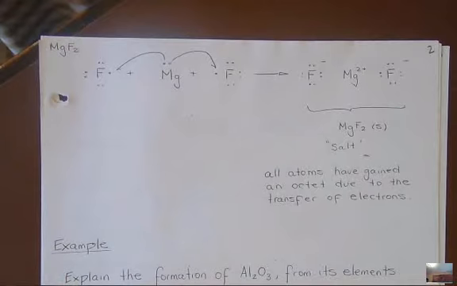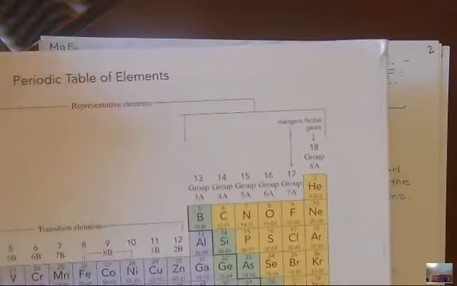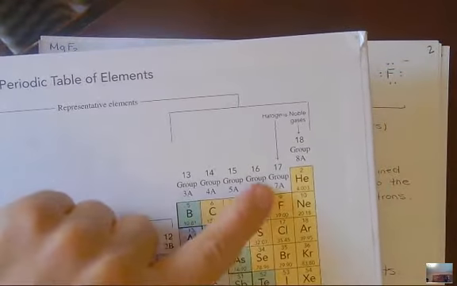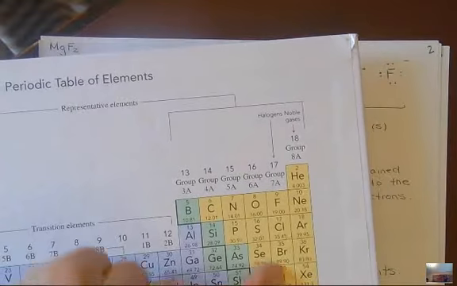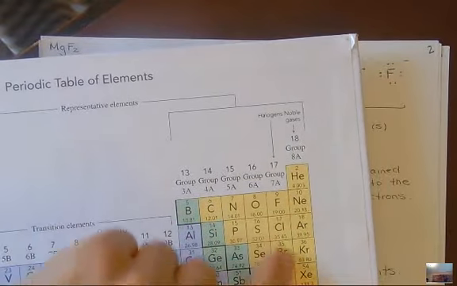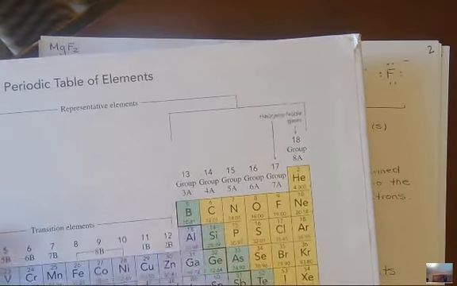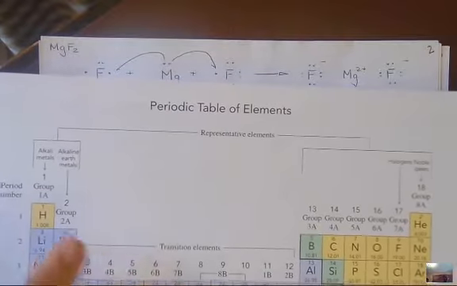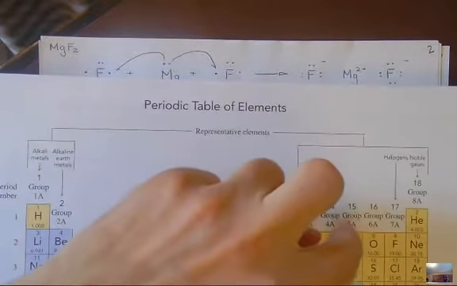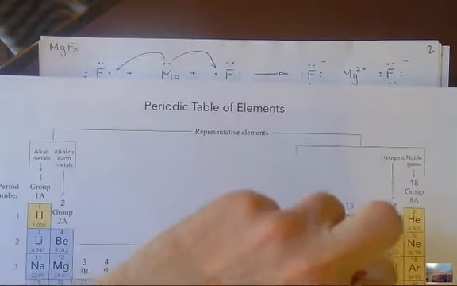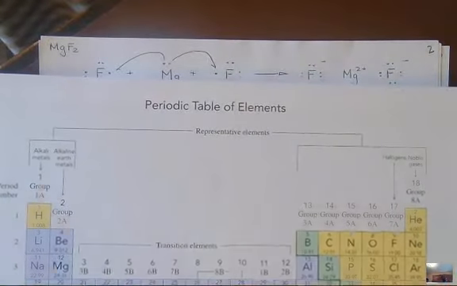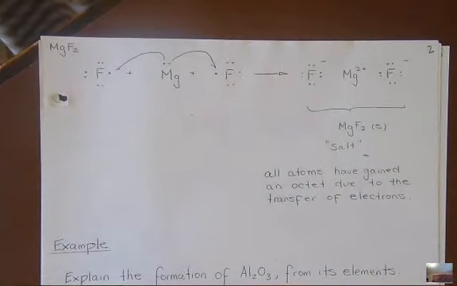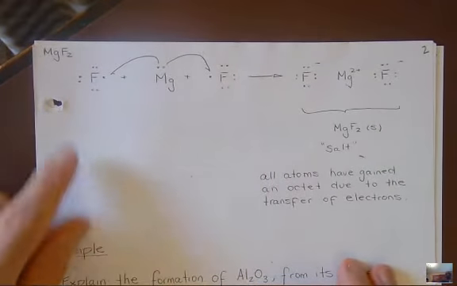Fluorine is in group 17, right on top of chlorine. So its tendency is to have 7 valence electrons and get involved in 1 bond to make 8, right? Remember, look at the whole periodic table: 1, 2, 3, 4, 5, 6, 7. Everyone in this group has 7 valence electrons. These guys have 8. So if it has 7, there it is with 7.